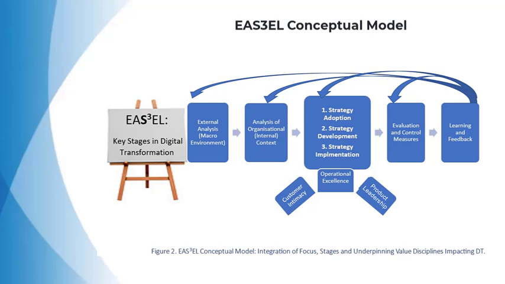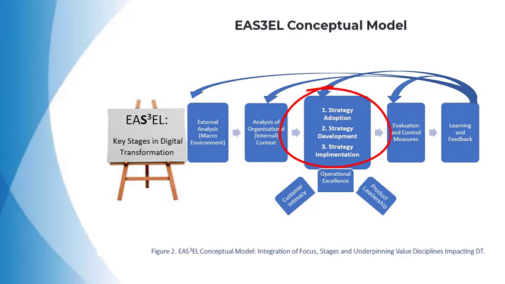So going through each of the steps within the EAS3EL model, the first one that we can look at is the external analysis, also known as the macro environment, and the second step that we need to consider is the analysis of the organisational context, also known as the internal analysis. As you can see, the second step is in relation to strategy, where we have split this into 3 different steps, looking at number 1, strategy adoption, number 2 will be strategy development, and number 3 is strategy implementation.